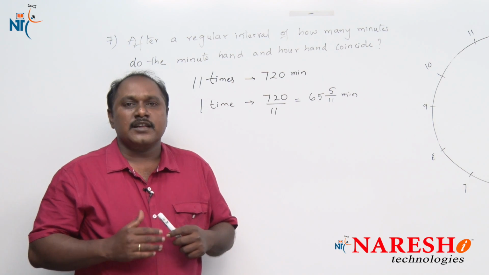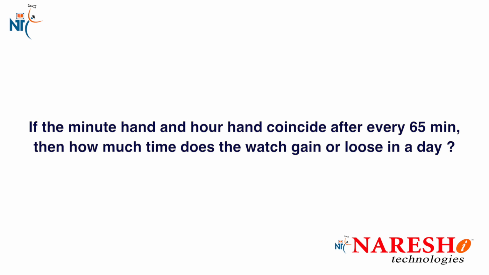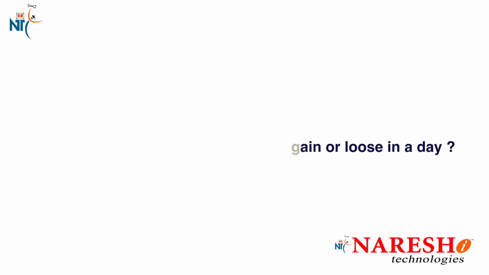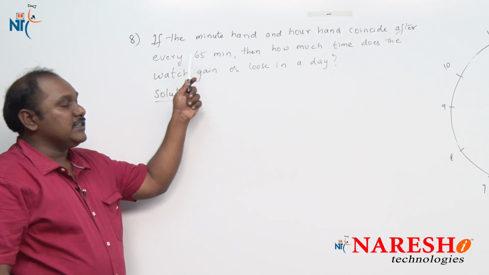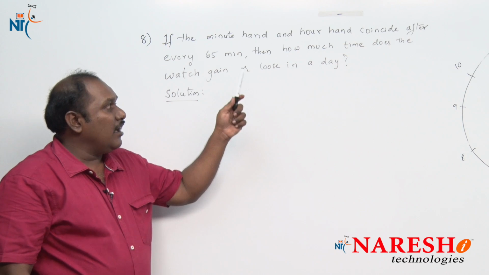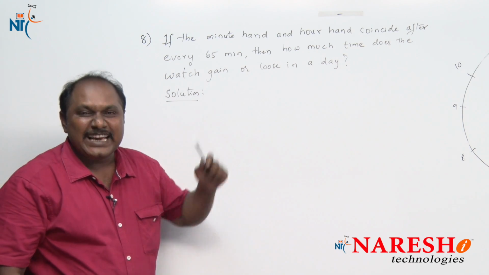Now let us discuss the next question in this chapter. If the minute hand and hour hand coincide after every 65 minutes, then how much time does the watch gain or lose in a day?